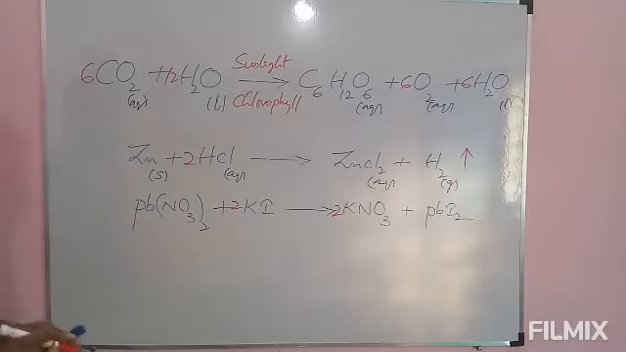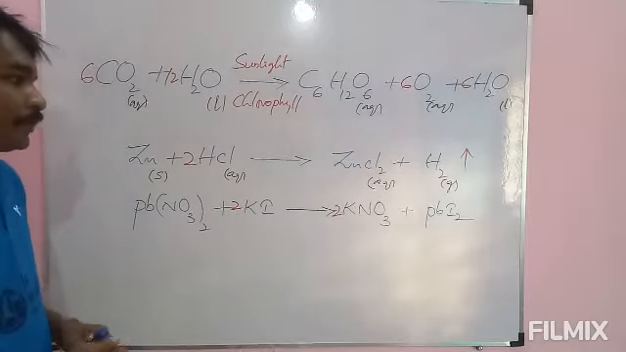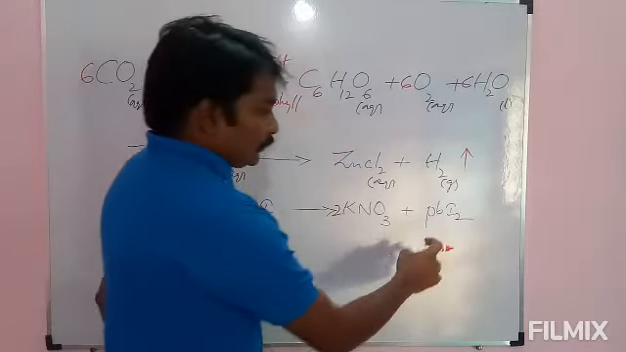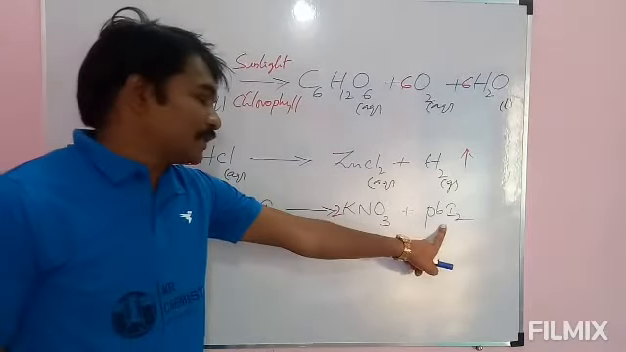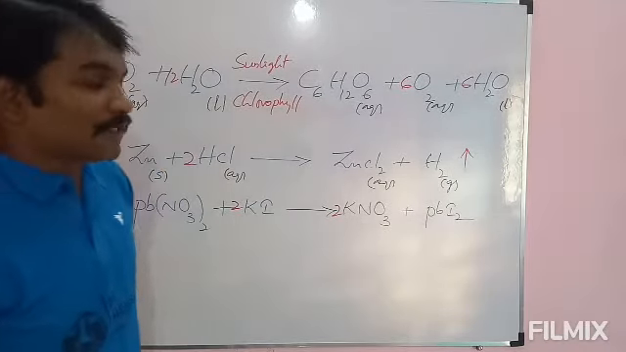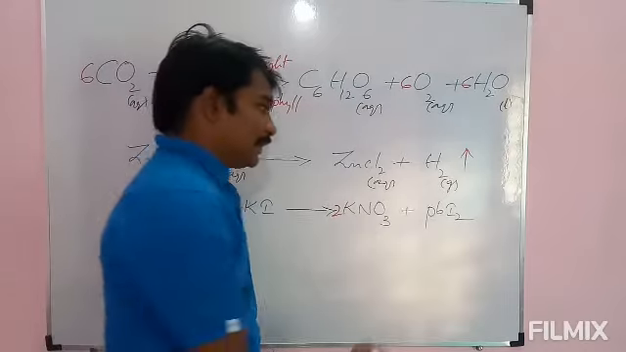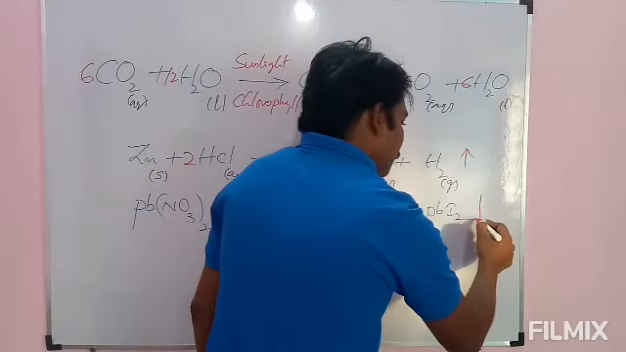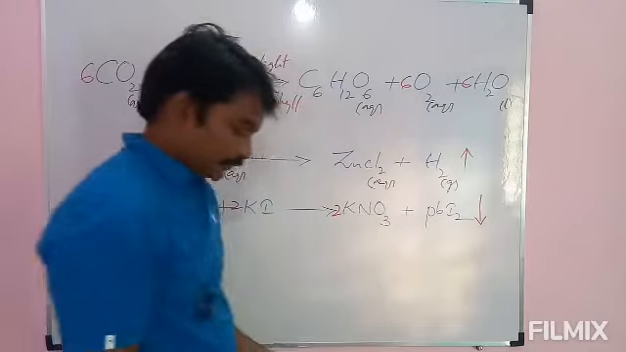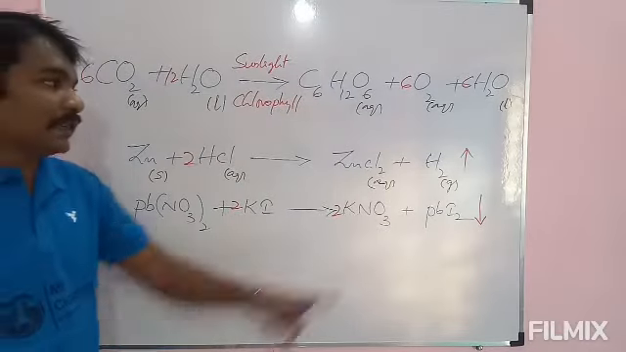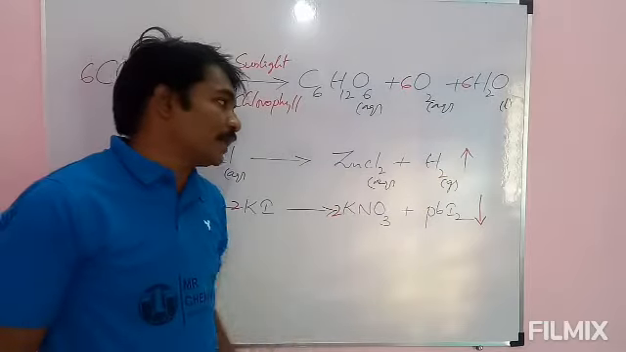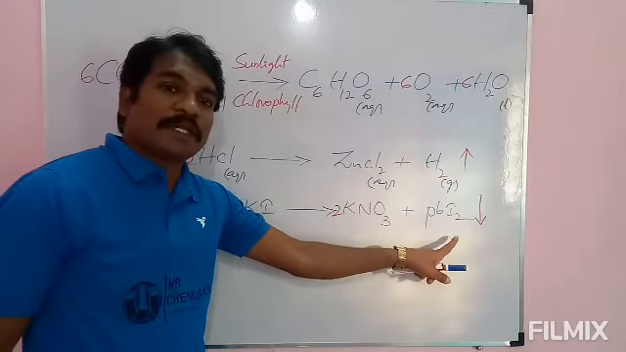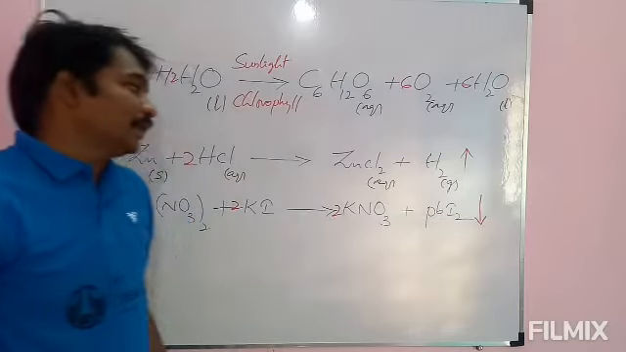And one more important point in this reaction is, here lead iodide is an insoluble substance. Insoluble substances are called precipitates, and precipitates are represented with a downward arrow mark. If any gas is formed on the product side, we will show it with an upward arrow mark. If any insoluble precipitate is formed, we will show it with a downward arrow mark.